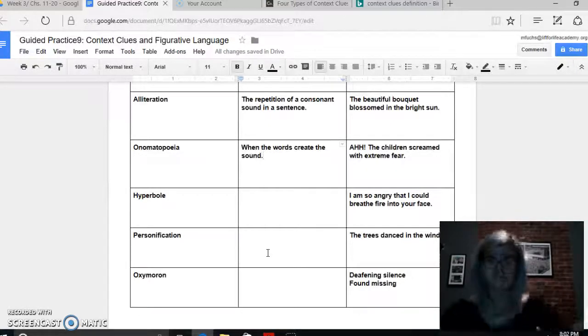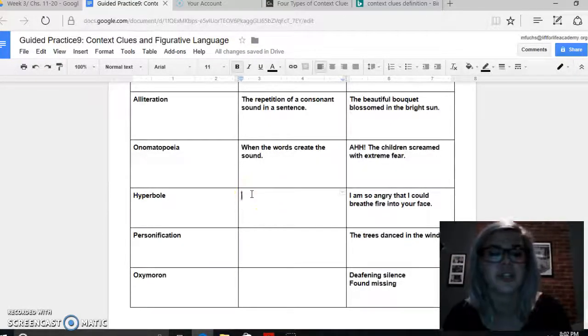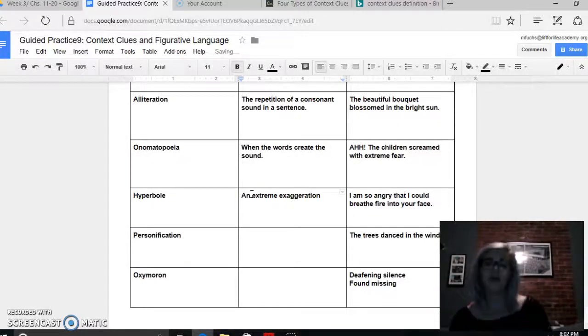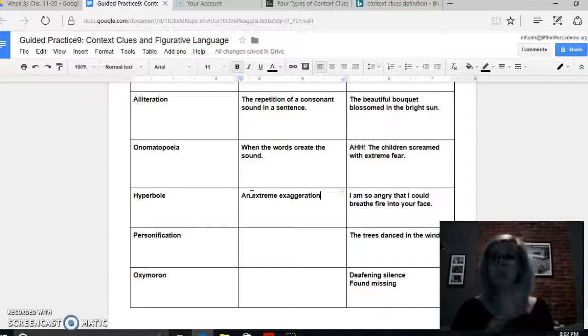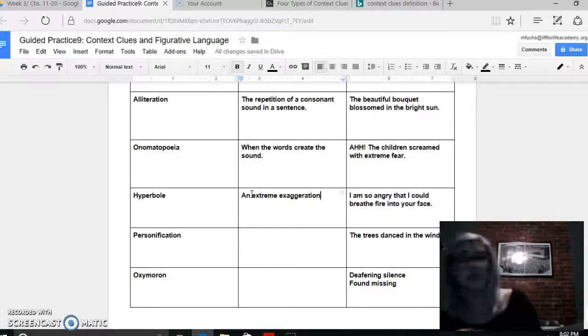Onomatopoeia. Next, we have hyperbole, which is an extreme exaggeration. So, I am so angry that I could breathe fire into your face. I will never actually be able to do that, but I'm gonna use hyperbole.